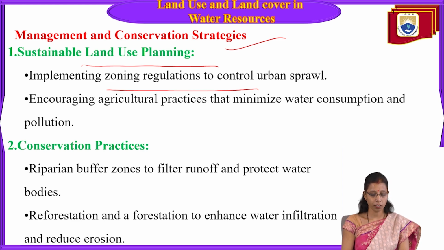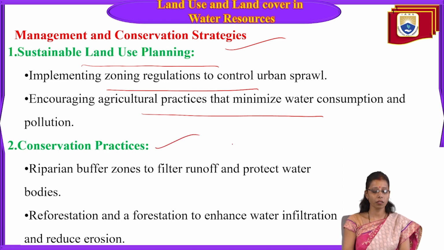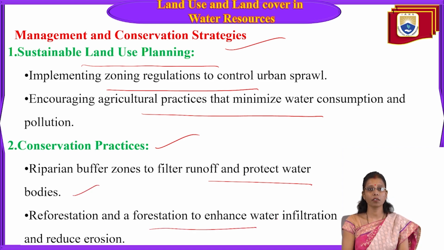Once urbanization is taking place, conservation strategies should be maintained and sustainable land use planning should be done, which will control urban sprawl, encouraging agricultural practices that minimize water consumption and pollution. And conservation practices, like riparian buffer zones to filter runoff and protect water bodies, and reforestation and afforestation to enhance water infiltration and reduce erosion.